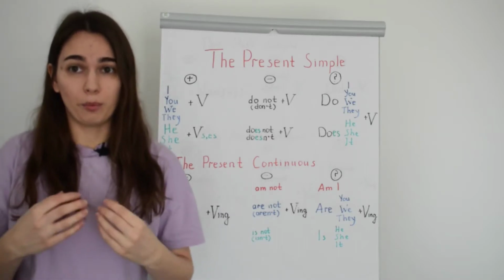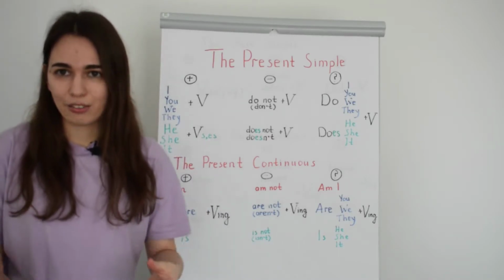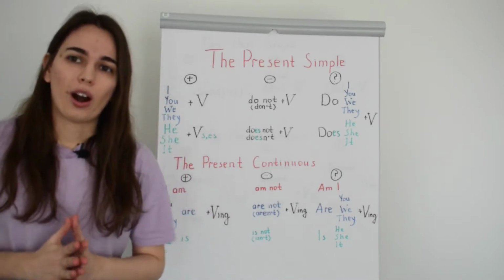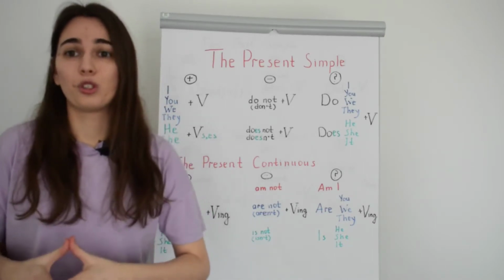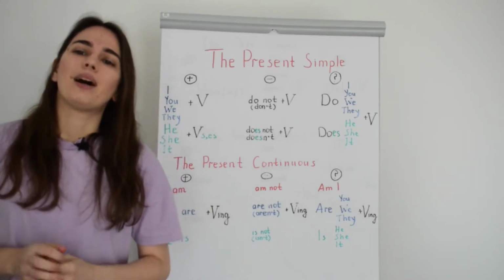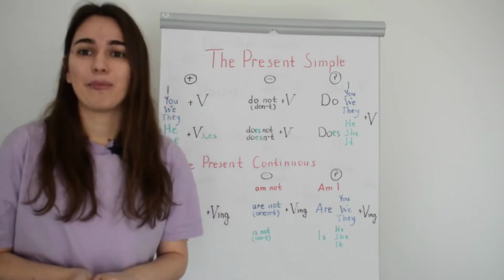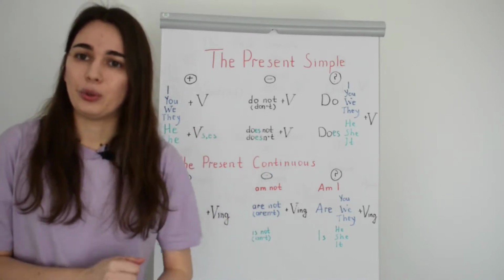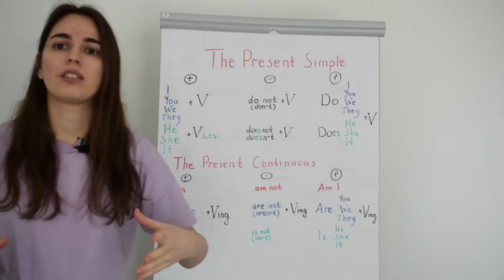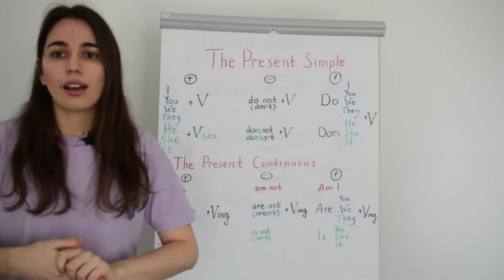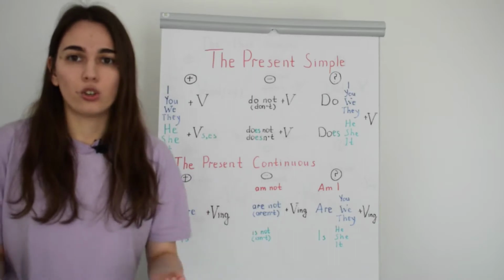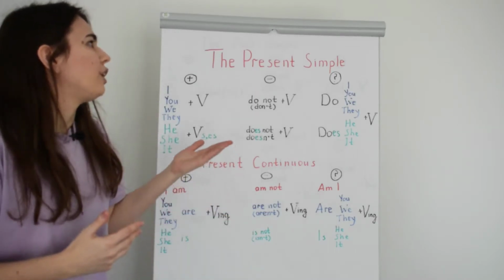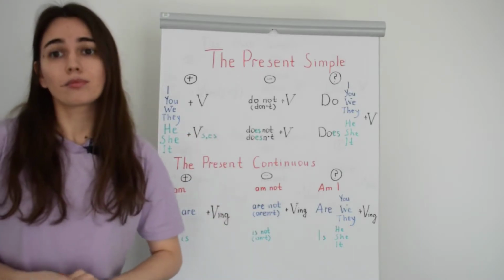For example, as for me, I read books every day. I try to read as much as possible. So I really feel sorry for those who don't read. But everything can happen. And so if I tell you that I read books, it means that in general, maybe every day, maybe regularly. And this is when we use the present simple.